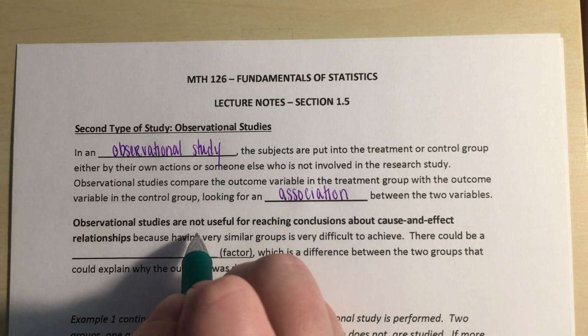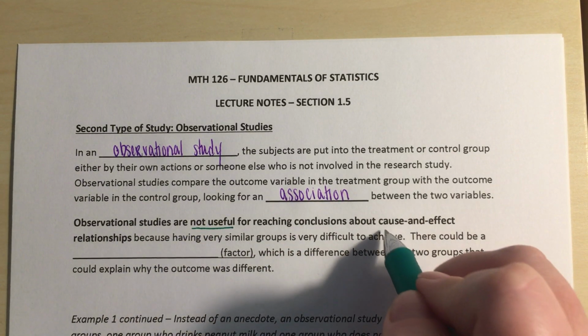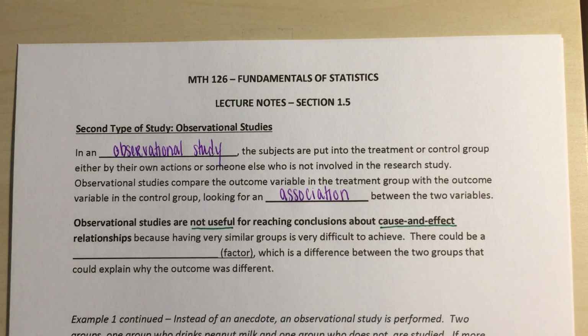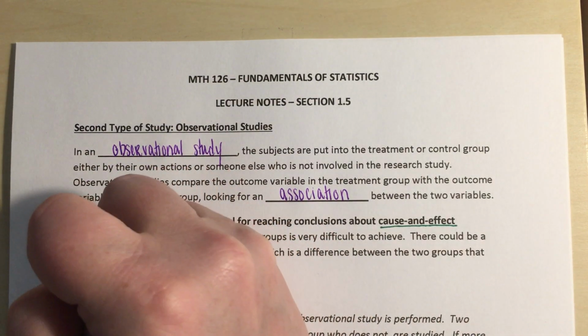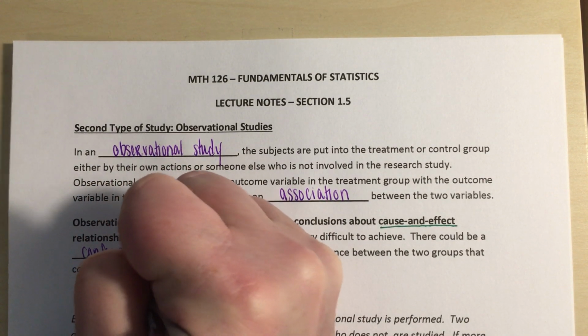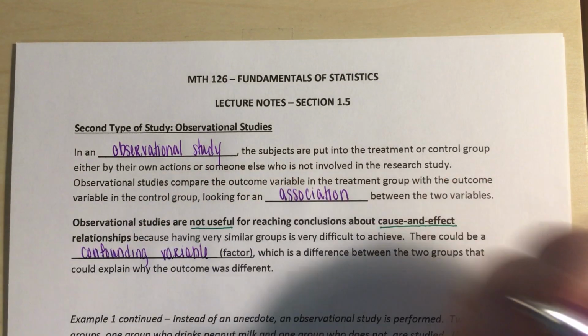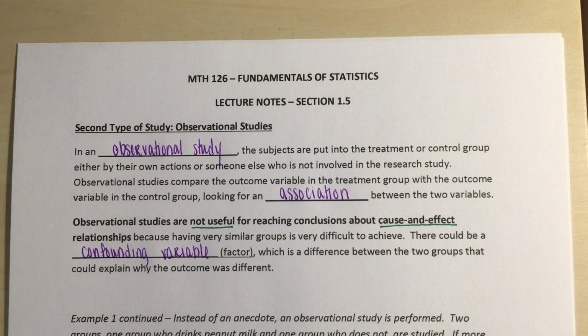So just like with our first type of study, our anecdotes, they're not useful in drawing conclusions about cause and effect relationships, for the main reason that having very similar groups is difficult to achieve. There could be a confounding variable, which is basically just a fancy name for some sort of other outside factor, which is a difference between the two groups that could explain why the outcome is different.